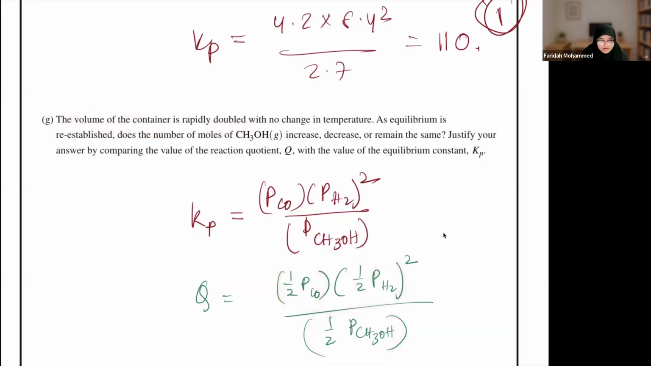That means now it's not at equilibrium anymore. So that's why we do Q, and we have all the pressures. Then we're going to see what happens. So half of this is going to cancel out, right? And this one will be squared, right? So you're going to have 1/4 of P of CO times P of H2 whole square over P of CH3OH. This is how you can show, Anish, that your Q is in fact less than K.